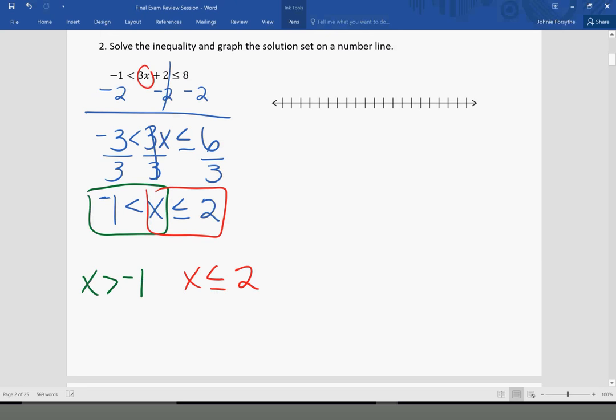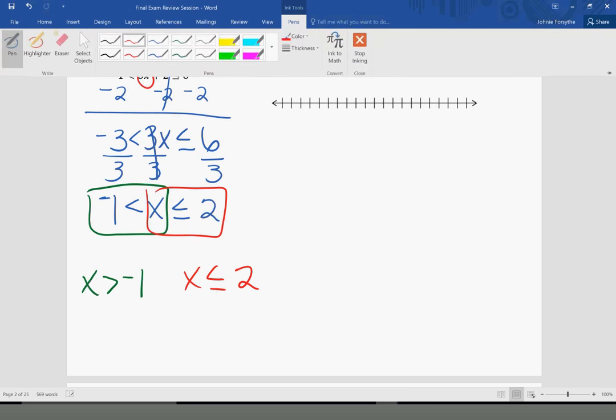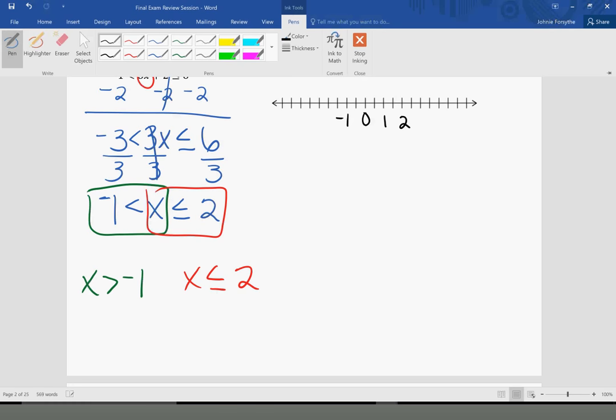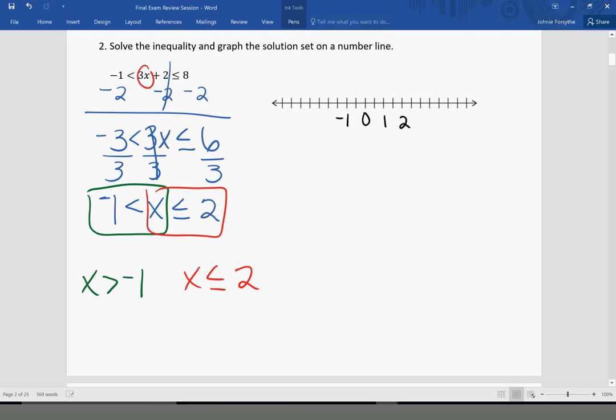All right? So this is an and inequality, so let's see what's going on. I'm going to graph these on the number line. I'm going to make this 0. I'll make this negative 1. This will be 1. This can be 2. So x is greater than negative 1. So here's negative 1 here. I'm going to use an open circle and x is greater than negative 1, I'm going to shade to the right.